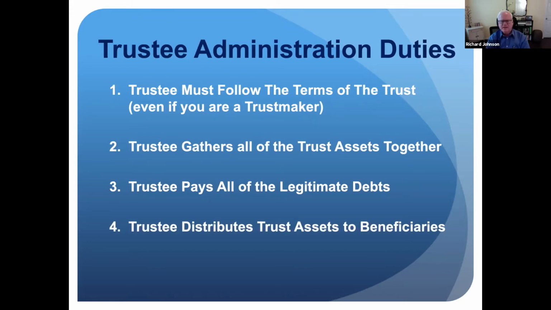Now, the trustee has an obligation to gather assets and pay legitimate debts. Well, what if they don't pay those debts? Guess who's responsible and legally liable for paying the debts? If we have assets that could have paid the debts and we didn't pay them, the trustee is personally liable. So it's very important that we make sure all the assets are gathered, we pay all the legitimate debts, and then we make the distributions.